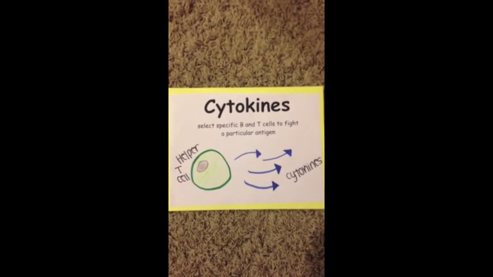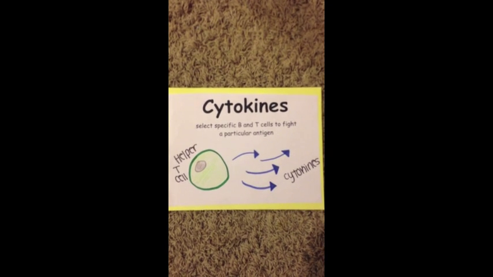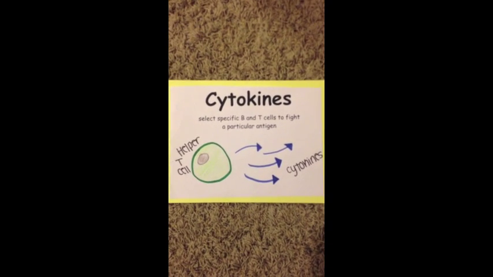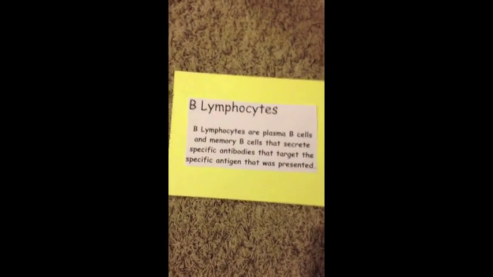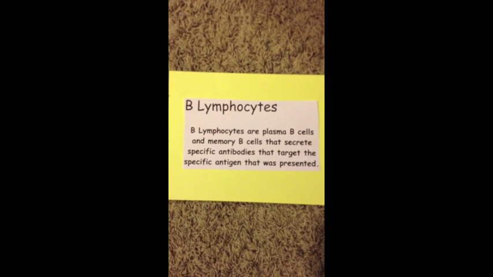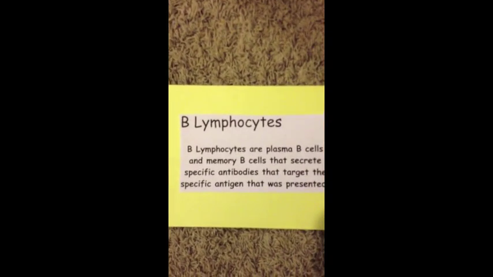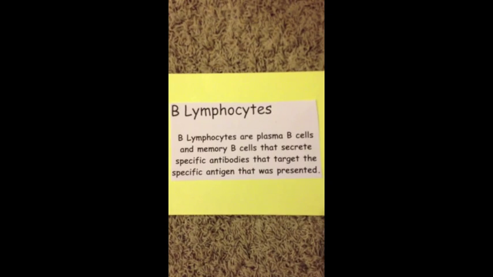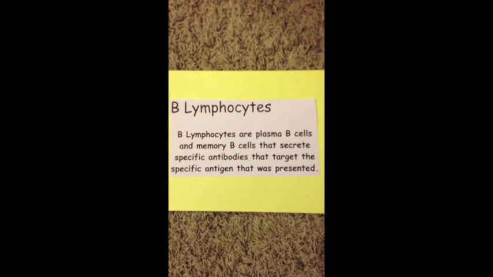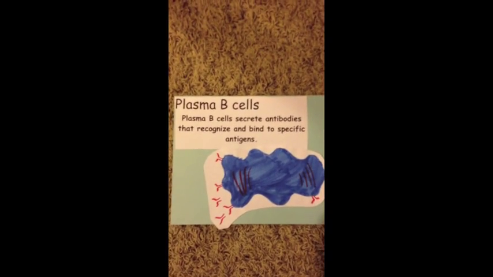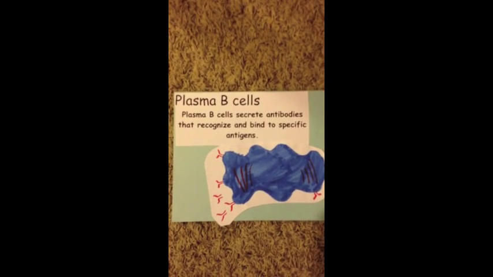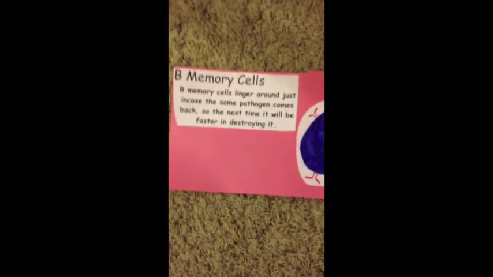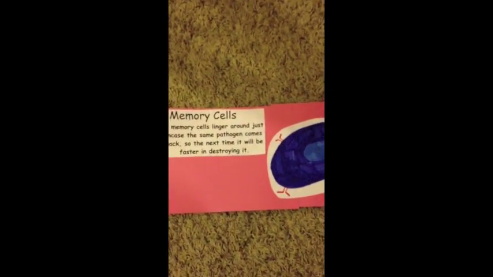Cytokines select specific B and T cells to fight a particular antigen that is extracellular, which means it's found in the plasma of blood. The specific B lymphocyte that is selected will be cloned and specialized into plasma B cells and memory B cells that secrete specific antibodies that target the specific antigen that was presented. Plasma cells secrete antibodies which are produced by B cells that recognize and bind to specific antigens. Antigens stimulate the production of antibodies. Memory B cells linger around just in case the same pathogen comes back.